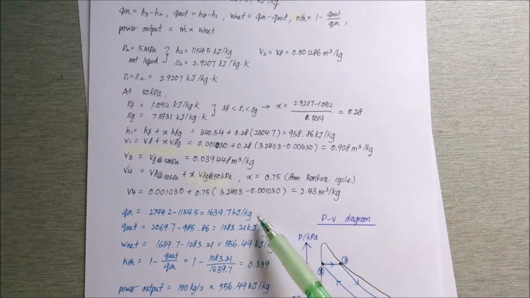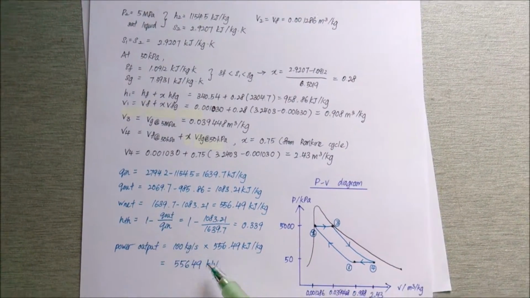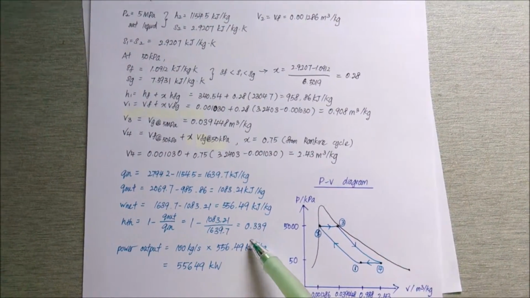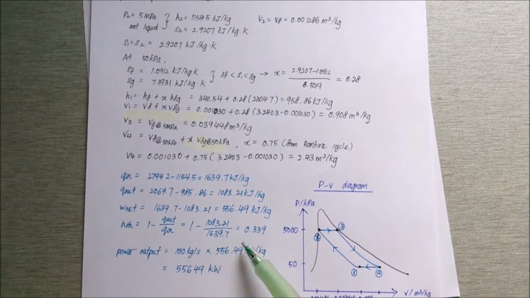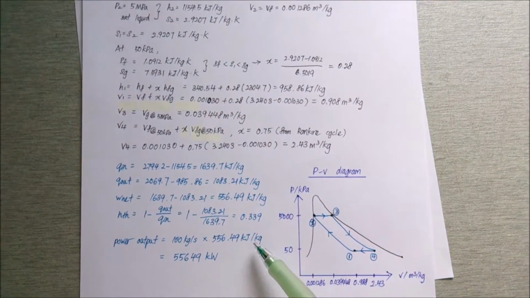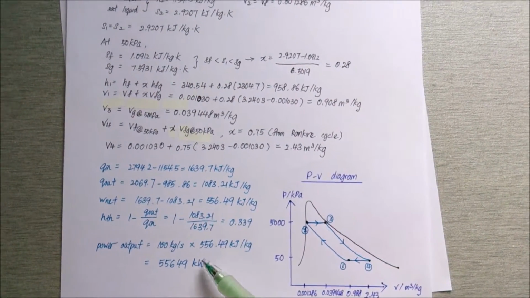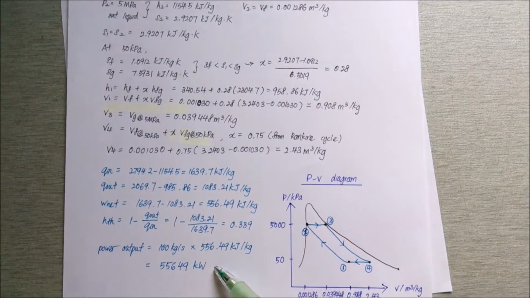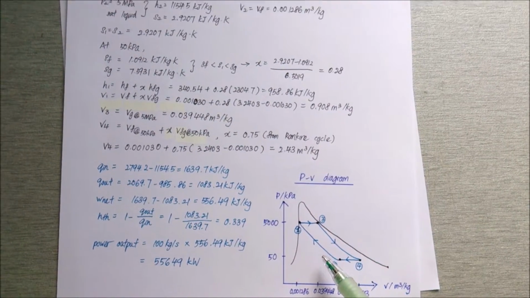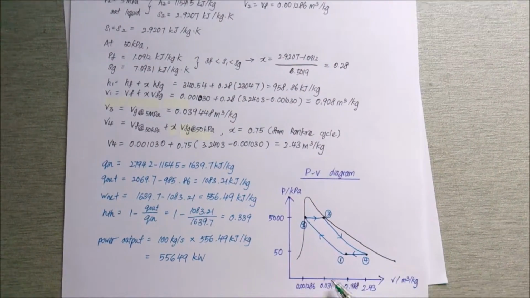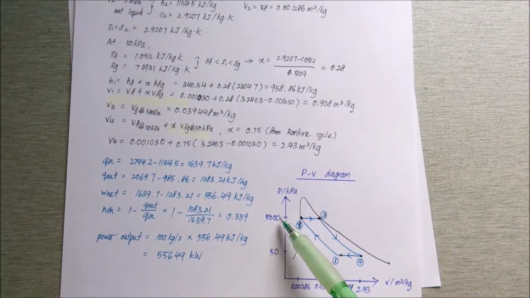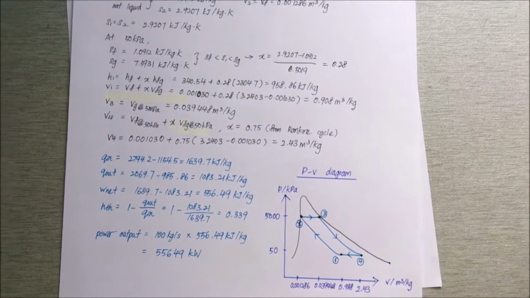And Q in, Q out, the network output and the efficiency, we find are the same as just now for the Carnot cycle case. And the power output is the mass flow rate times the network output of the Carnot cycle: 100 kilograms per second times 556.49 kilojoule per kilogram equals 55,649 kilowatts. And then we plot the PV diagram. Since we already know V1, V2, V3, and V4, and the pressures are always at the bottom, 50 kilopascal, and at the top, 5 megapascal, we plot this diagram and get this.